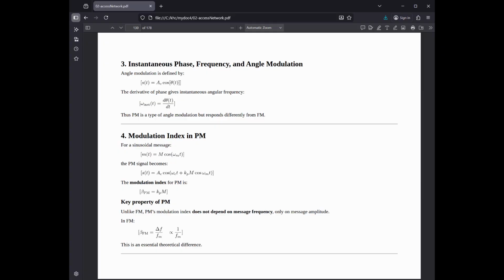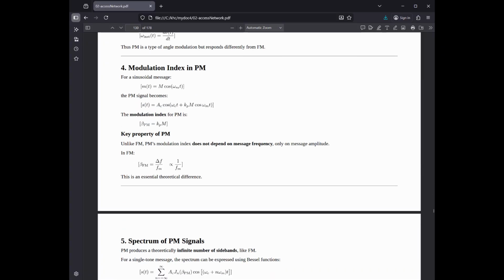The peak amplitude of the message signal, in volts. In PM, the modulation index is numerically equal to the peak phase deviation. 2. Key characteristic: frequency independence. This is the most important way PM differs from FM.